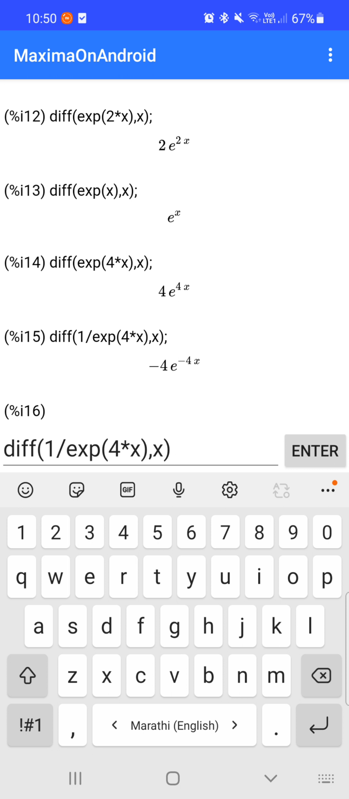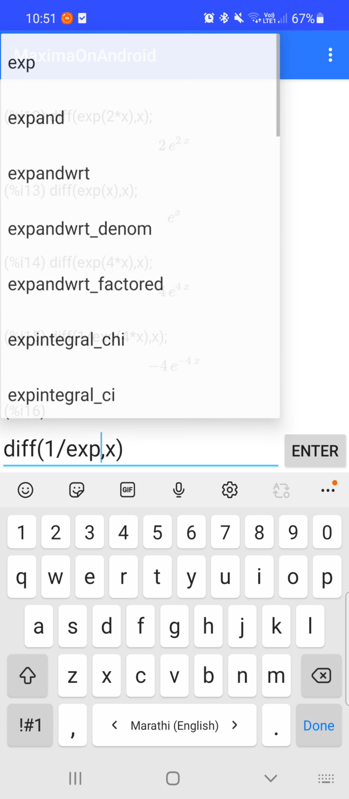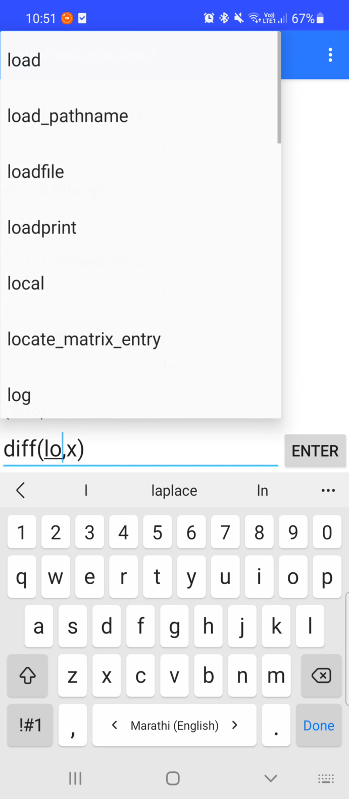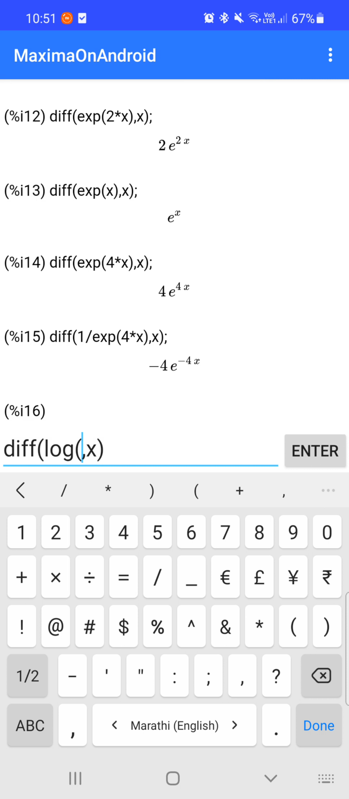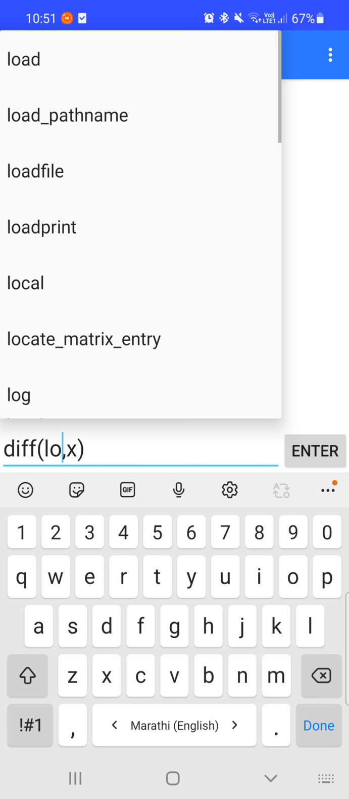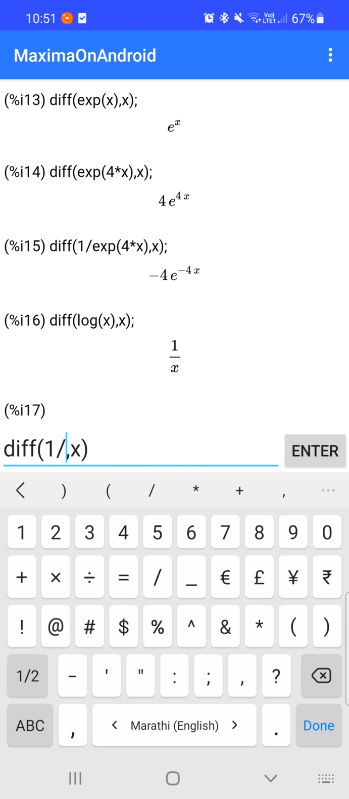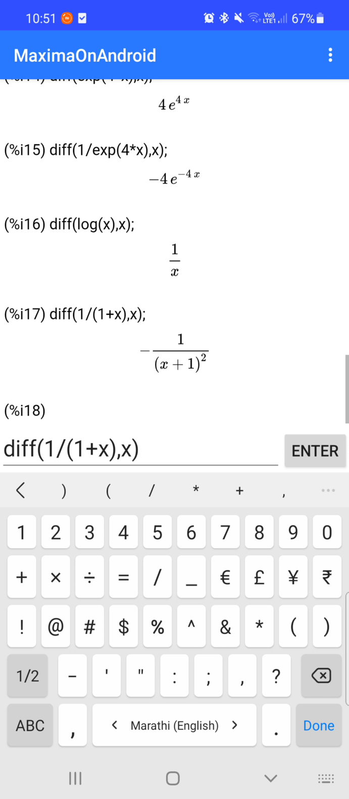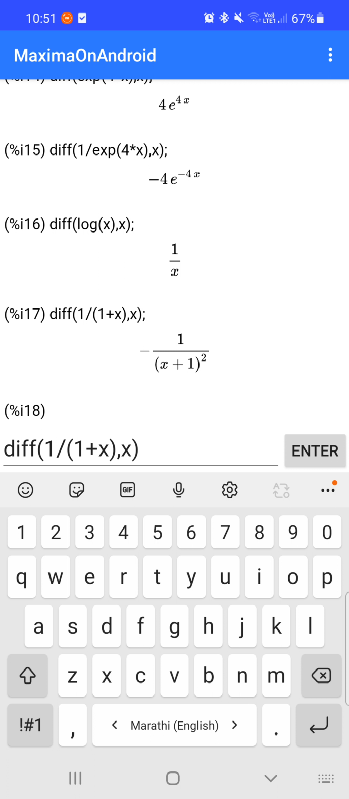So now if you want to find a derivative of a logarithmic function, say log of x, we know that its derivative is 1 by x. So the derivative of log x is what? 1 by x. Next, the derivative of 1 divided by 1 plus x is equal to, again, it is what? Minus 1 divided by x plus 1 bracket square.